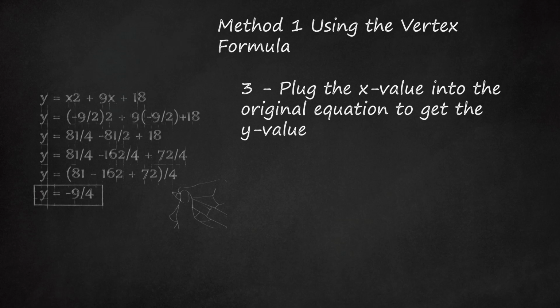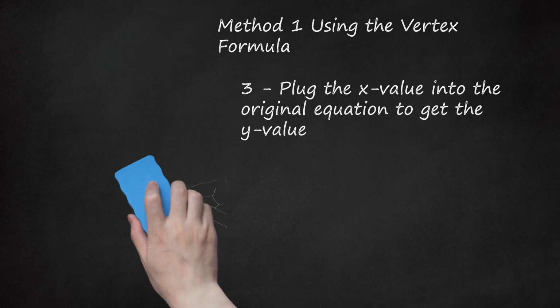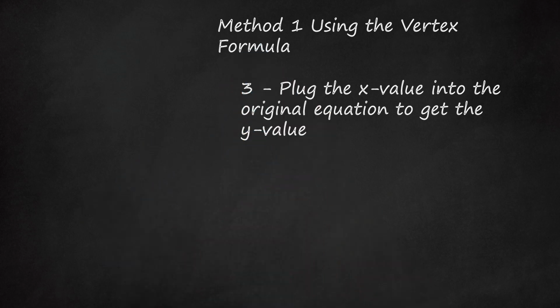y equals x² plus 9x plus 18. y equals (-9/2)² plus 9(-9/2) plus 18. y equals 81/4 minus 81/2 plus 18. y equals 81/4 minus 162/4 plus 72/4. y equals (81 minus 162 plus 72)/4. y equals -9/4.